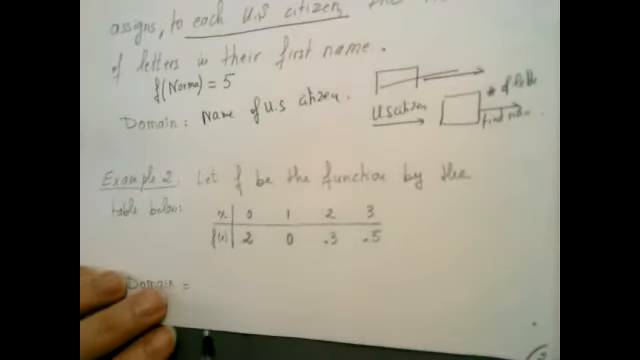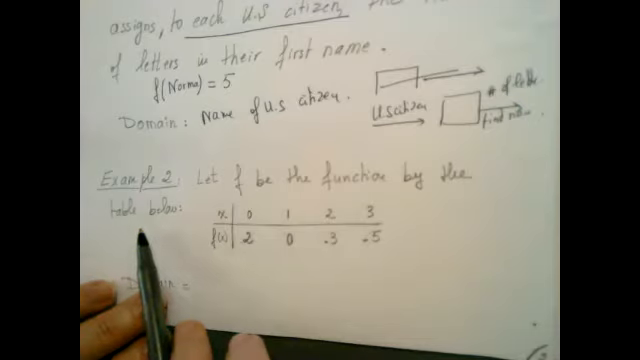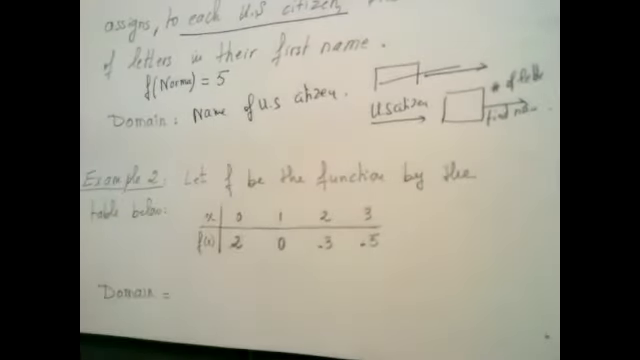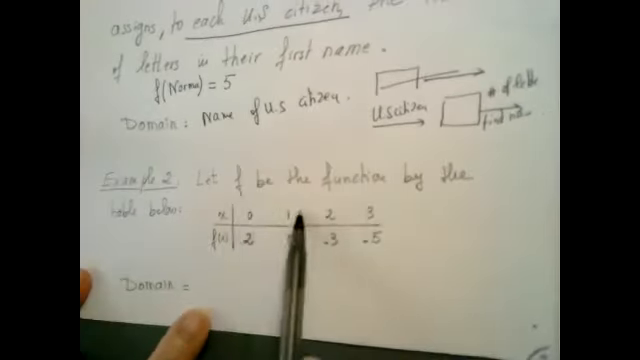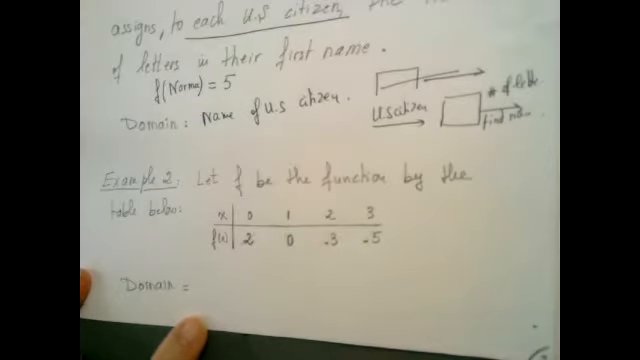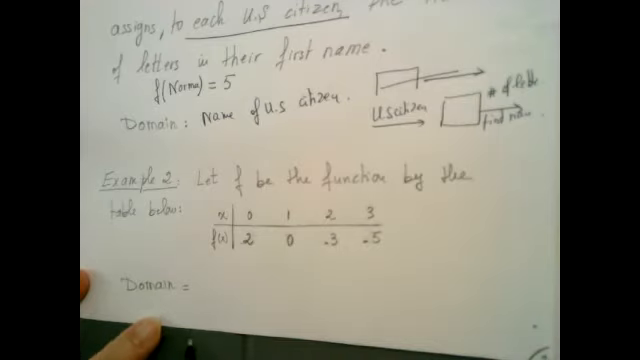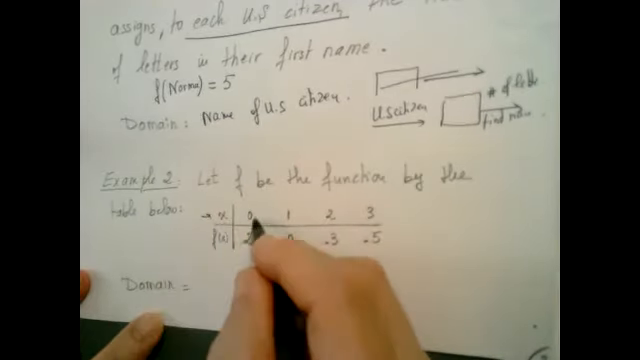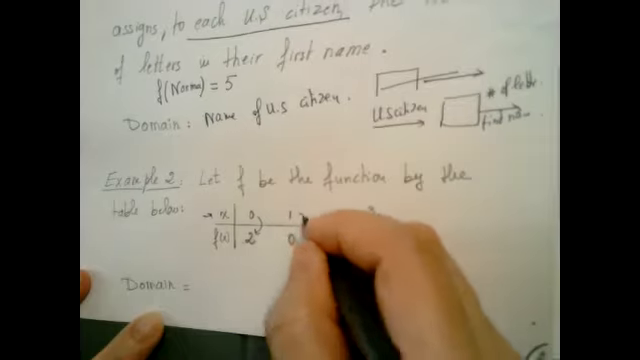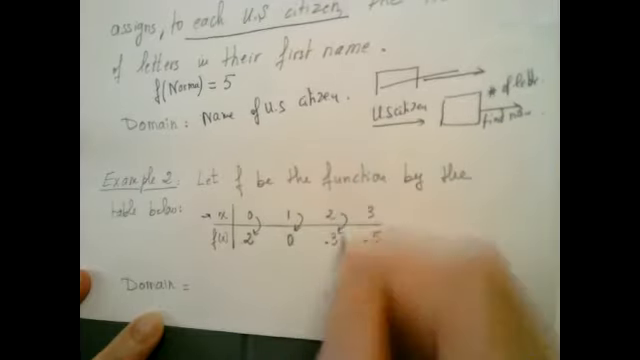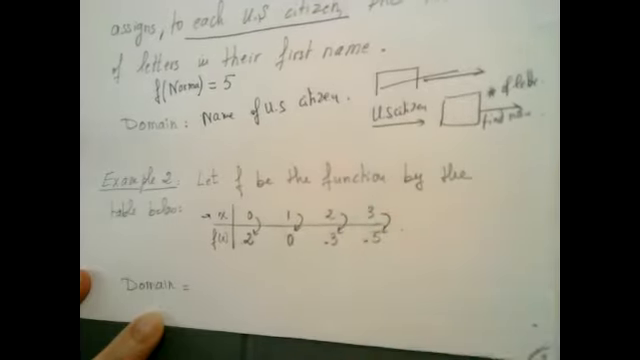All right, example number 2. Suppose f is a function given by the following table. It's just a table: 0 goes to 2, 1 goes to 0, 2 goes to -3, and 3 goes to -5. What's the domain in this particular problem? What are all the inputs? So this function takes 0 to 2. It takes 1 to 0. It takes 2 to -3. It takes 3 to -5.